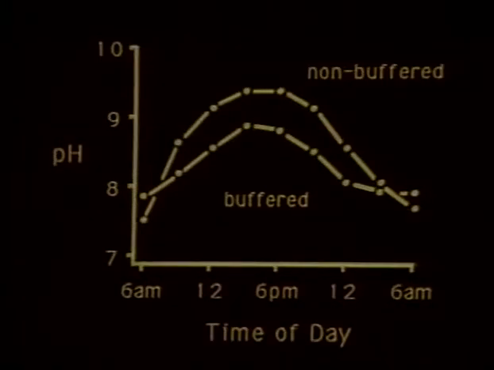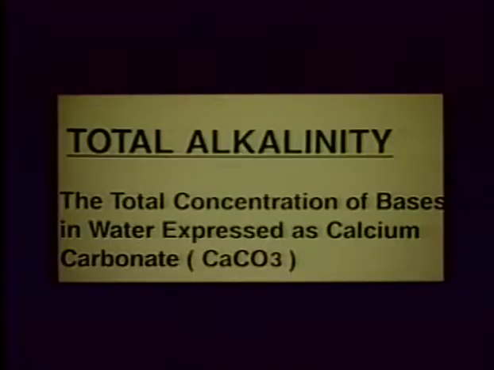Total alkalinity and total hardness. Earlier it was mentioned that the daily degree of fluctuation in pH is a function of the buffering capacity of the water. The greater the buffering capacity, the less the fluctuation in pH. The principal factors which influence this buffering capacity are total alkalinity and total hardness.